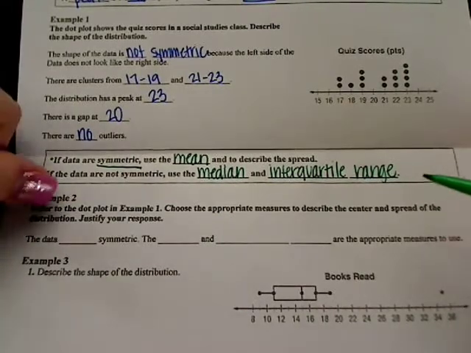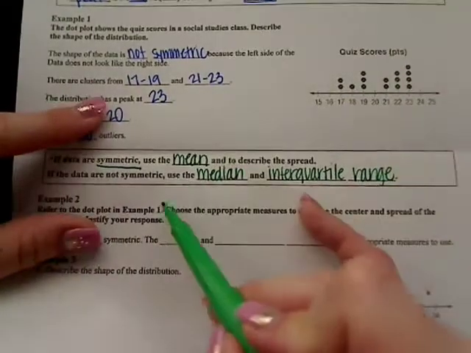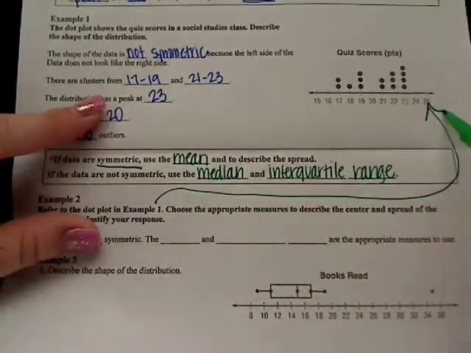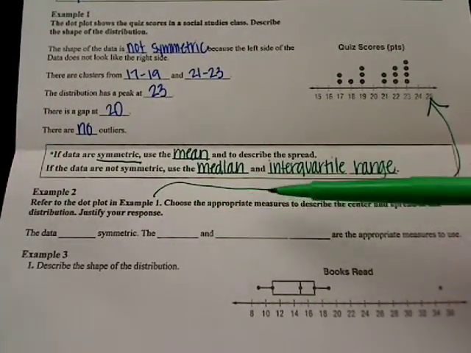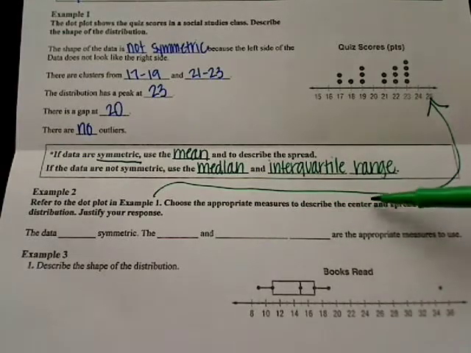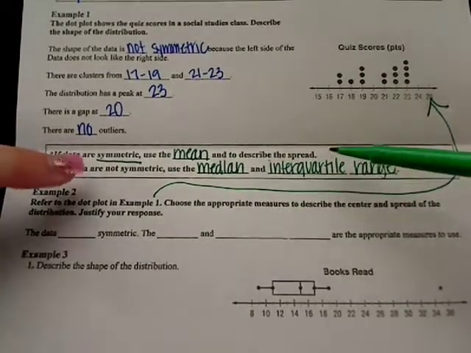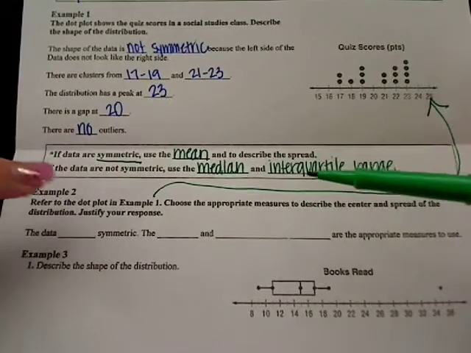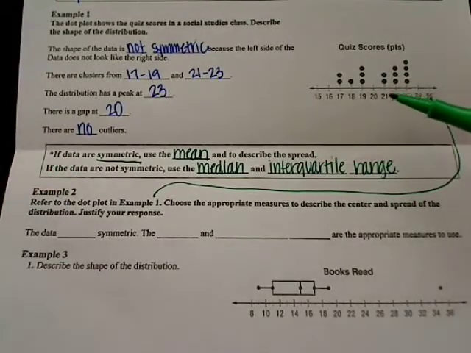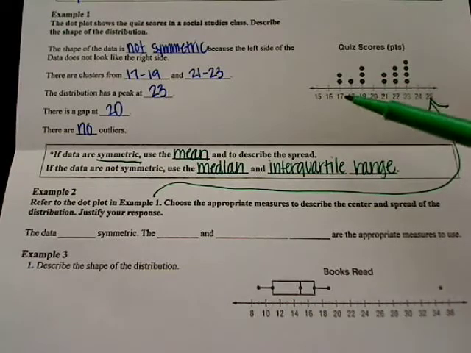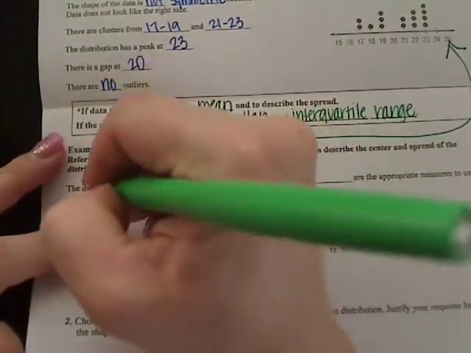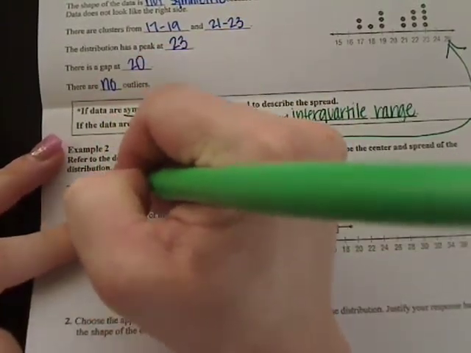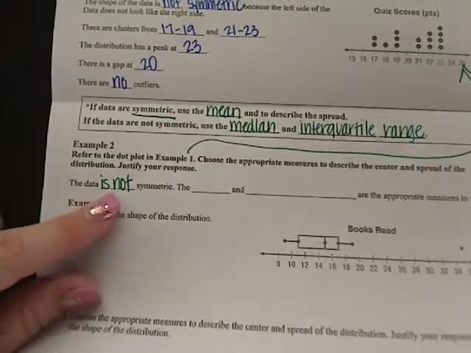Okay, so let's refer to the dot plot in example 1. We're going to choose the appropriate measures to describe the center and spread of the distribution. So we're going to be picking one of these. Is it symmetric or not symmetric? Okay, so we said that this dot plot was not symmetric. The left side did not look like the right side. So the data is not symmetric.